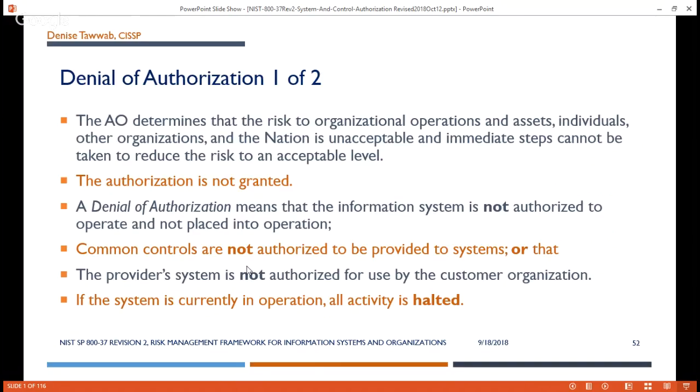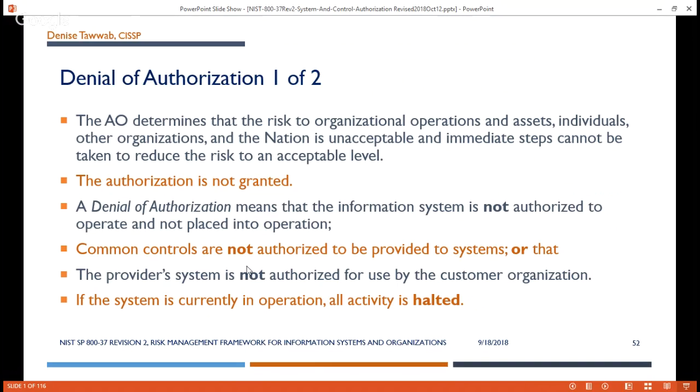Okay, finally, you have a no decision, which is called a denial of authorization. This is when the AO determines that the risk to organizational operations and assets, individuals, other organizations, and the nation. That's NIST wording, and so you'll hear it a lot in my presentations. When the AO determines that the risk is unacceptable and immediate steps can't be taken to reduce the risk to an acceptable level, then the authorization is not granted.